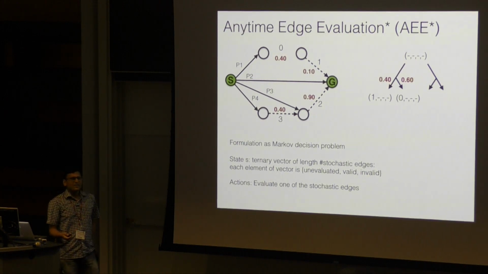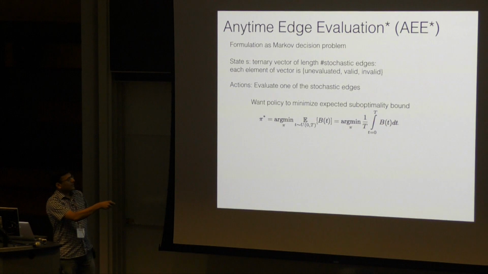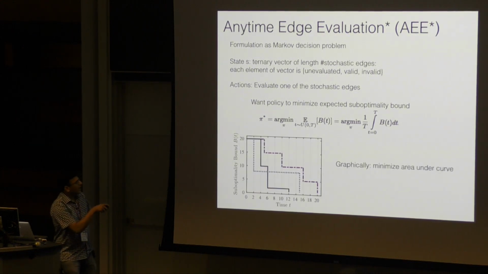And the thing that we don't have yet is the policy for the MDP. What is the cost function that we want to optimize? And as I mentioned, we want the policy to minimize this expected suboptimality bound, where the expectation is over the algorithm interruption time. And for now, we'll assume it's uniformly drawn from 0 to capital T. So the key result in the paper is that doing this policy optimization, so one thing I want to add is this is graphically equivalent to minimizing an area under the suboptimality bound curve. So different policies would lead to different suboptimality bound profiles. And what we want is a policy that has the least area under this curve.